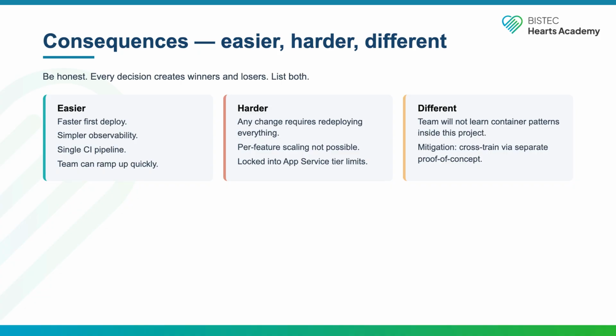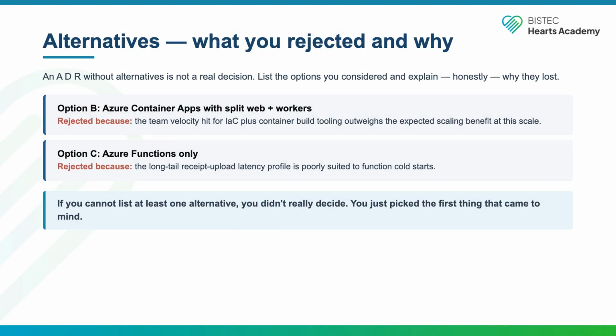The senior engineer's habit. List at least 1 consequence that genuinely worries you. If everything is easier, you are not being honest with yourself. And an ADR without alternatives is not a real decision. List the options you considered and explain honestly why they lost. Option B, Azure Container Apps with split web and workers. Rejected because the team velocity hit for IaC plus container build tooling outweighs the expected scaling benefit at this scale.